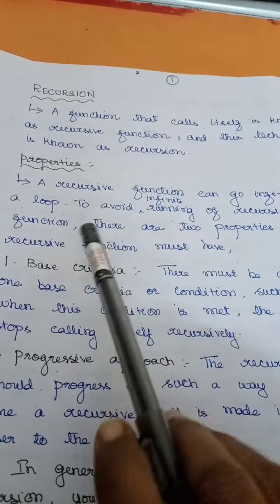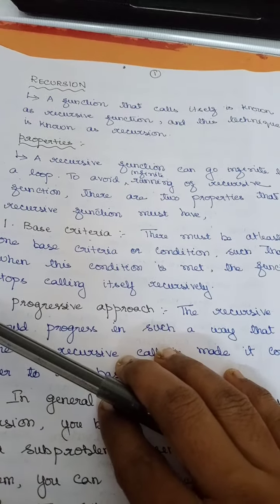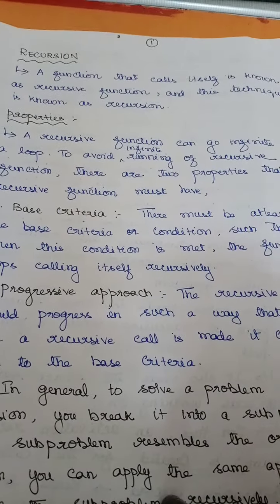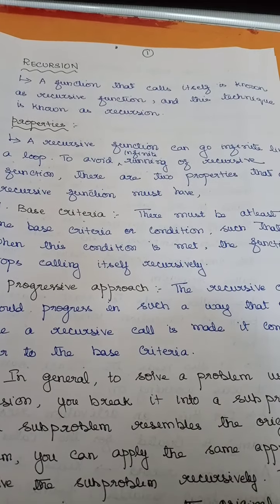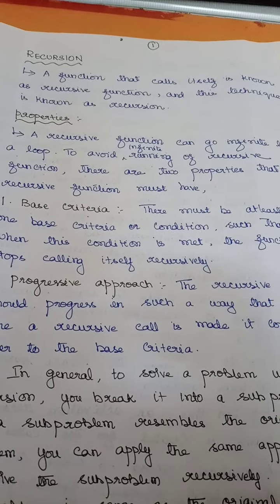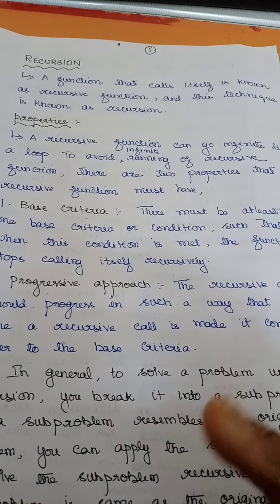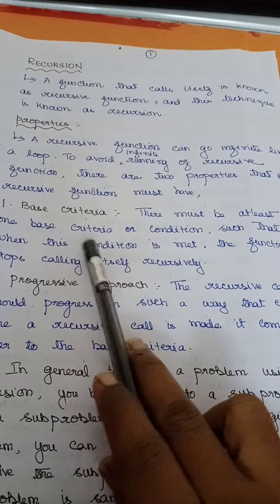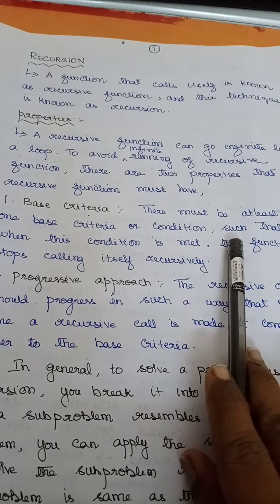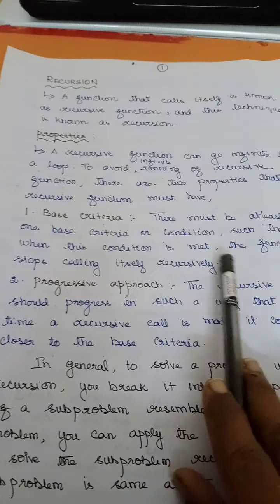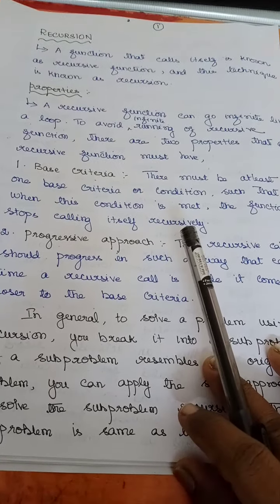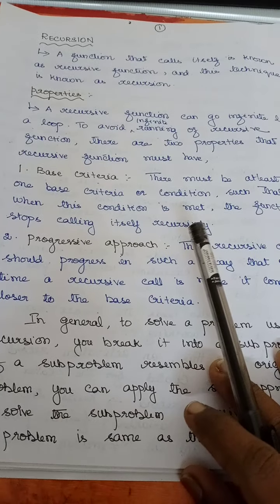Now the recursive function should have some properties. When a function calls itself, it can go into an infinite loop, right? To avoid infinite running of a recursive function, it must satisfy two properties. The first one is called the base criteria. There must be at least one base criteria or condition such that when this condition is met, the function stops calling itself recursively. So I should have some condition telling the function to stop. It will not call itself once again.